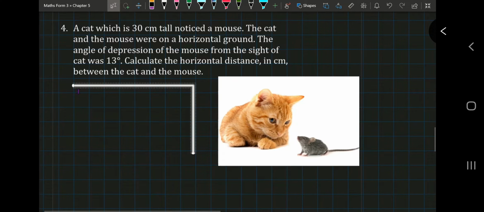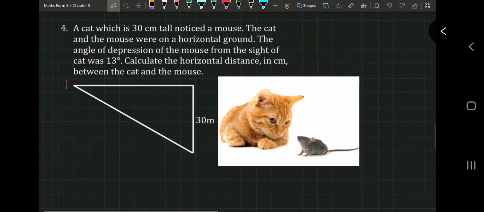Okay. So that means we are going to get something like this. 30 cm. Okay. That means the cat's eye notices a mouse. The cat and the mouse were on the horizontal ground. The angle of depression is 13. Okay. That means we are going to have 30 centimeters.